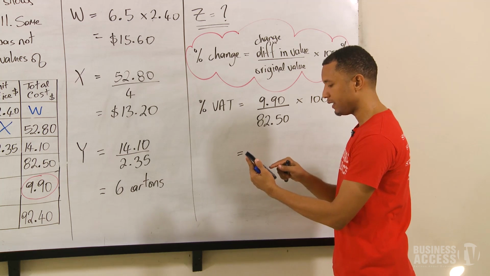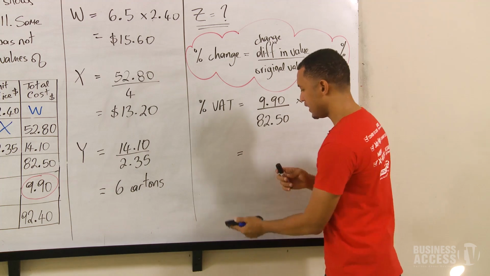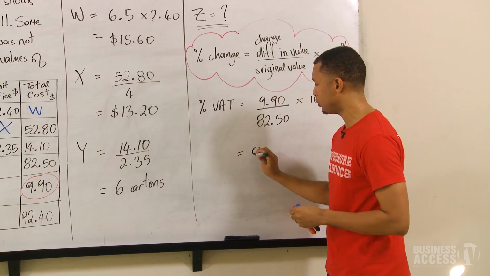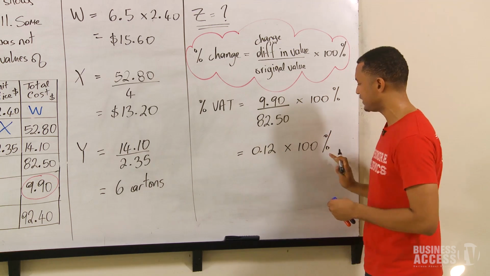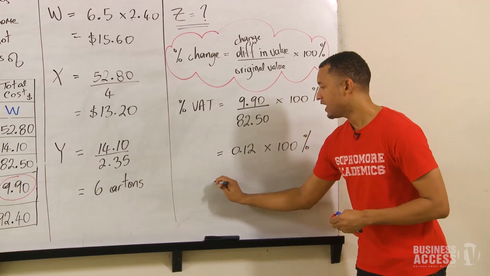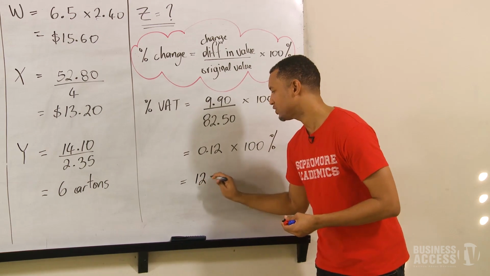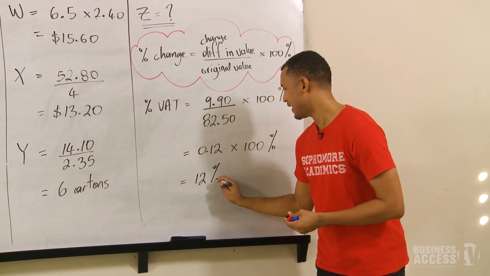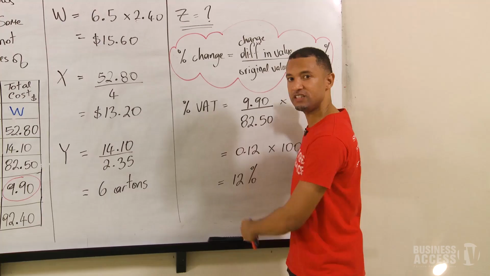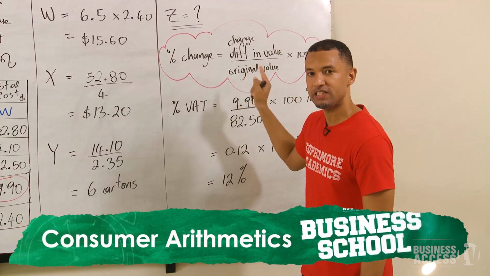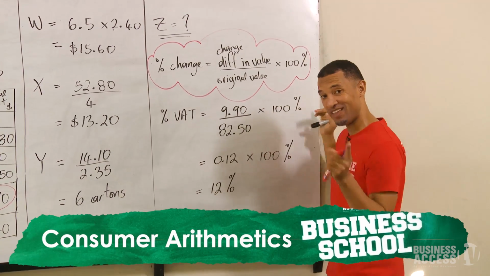$9.90 divided by $82.50 is going to give us 0.12. Multiplying that by 100, and we still have our percentage sign right here, this is now going to be equal to 12%. That is the value of Z. Listen, I emphasized this question because this is important. Any percentage change that you want to find, this is the formula. You have that.